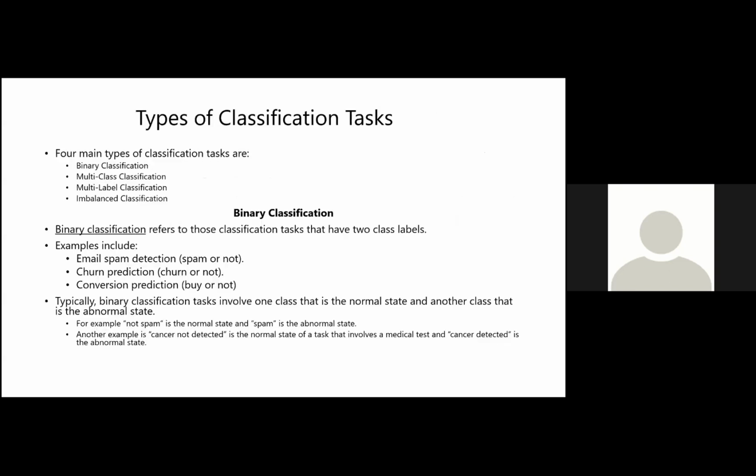Coming to the classification tasks, we have four main classification tasks that are the most important. One is binary classification. Next is multi-class classification. The third is multi-label classification, and the fourth is imbalanced classification. There are also other types of classification techniques, but they all fall into one of these four major areas.